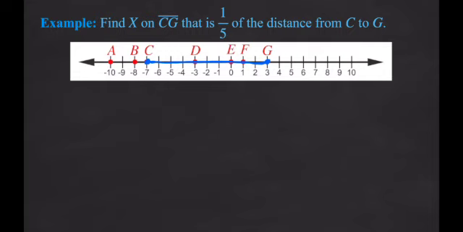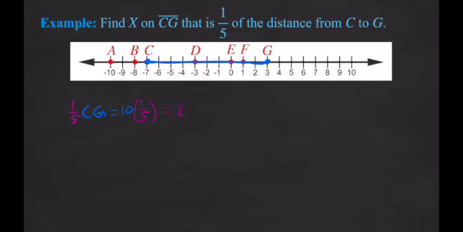And we want to cut this in fifths. We want to take 1/5 of this. So here's what we have to do. We have to figure out how far C is from G. Well, -7 and 3, that's a distance of 10. So C to G equals 10. Let's just go 1/5. So if you want to go 1/5 of that, that will end up to be a distance of 2.